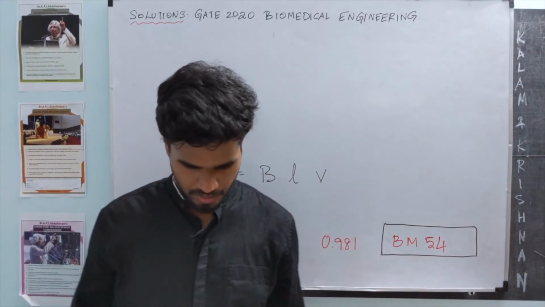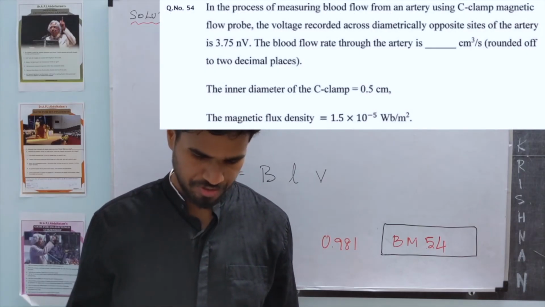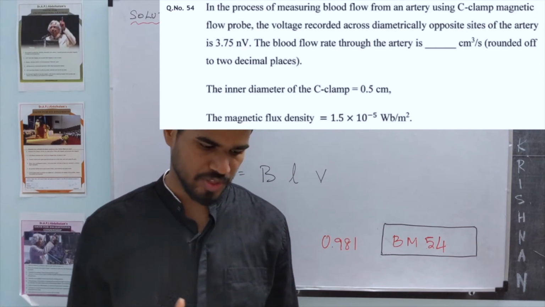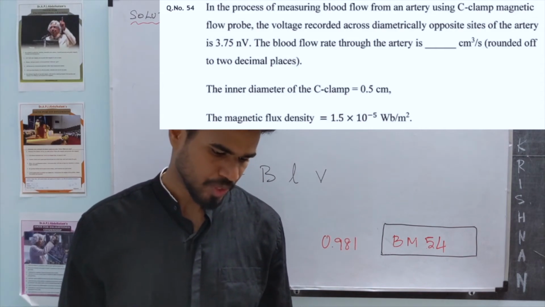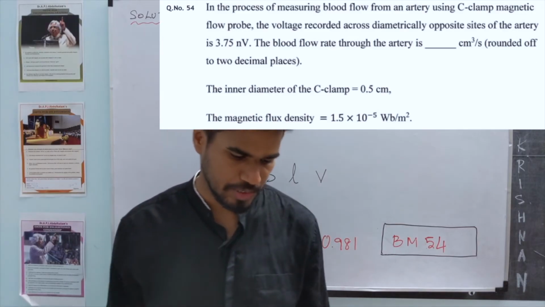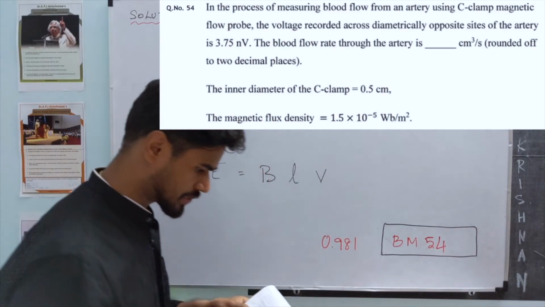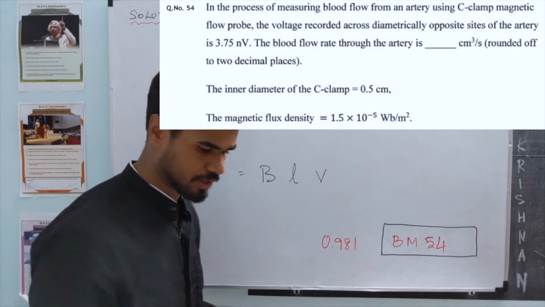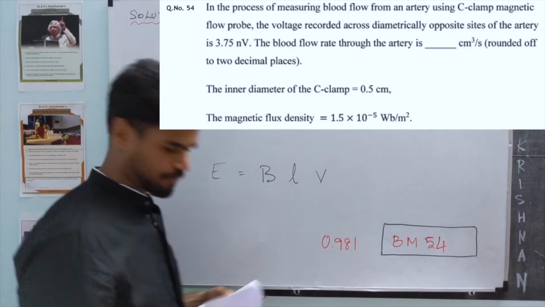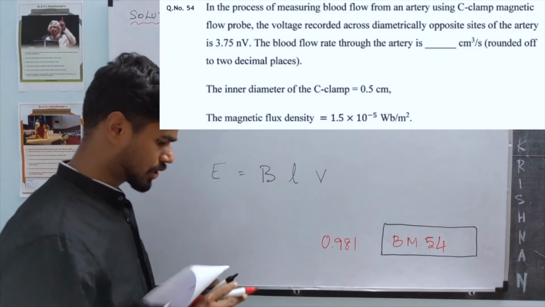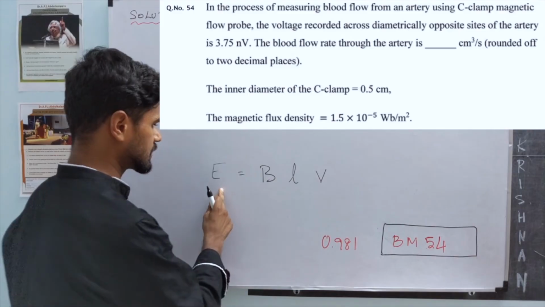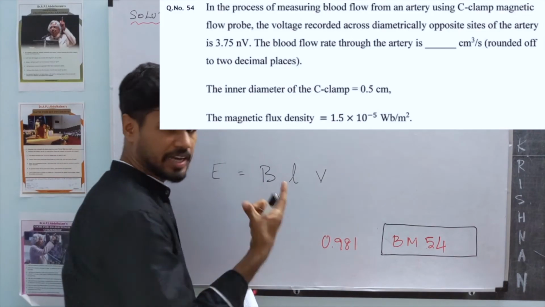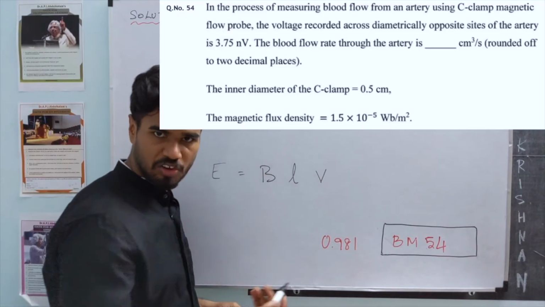54th question. In the process of measuring blood flow from an artery using a C-clamp magnetic flow probe, the voltage recorded across diametrically opposite sides of the artery is 3.75 nanovolt. The blood flow rate through the artery is dash centimeter cubed per second. Inner diameter of the C-clamp is 0.5 centimeter and magnetic flux density is 1.5 into 10 power minus 5 Weber per meter squared. Okay, so we have a magnetic flow probe, right? The potential developed in the magnetic flow probe is given by BLV, where B is the magnetic flux density, L is the diameter of the C-clamp, and V is the velocity of blood flow.